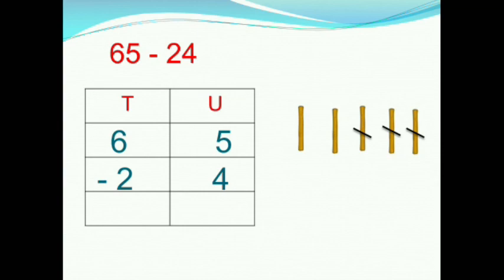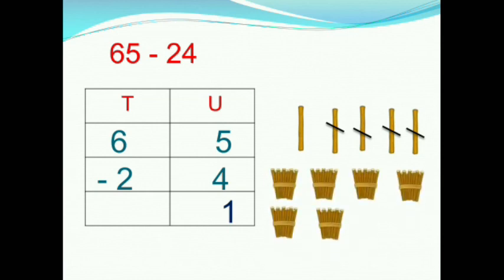Now, how many sticks are remaining? 1 stick is remaining. So, we will write 1 in units place. In the tens place, we have 6 and 2. First number is 6. So, we will put 6 bundles of 10 sticks. Next number is 2. So, we will cut 2 bundles. Now, how many bundles are remaining? 1, 2, 3, 4. 4 bundles are remaining. So we will write 4 in tens place. Therefore, 65 minus 24 is equals to 41.